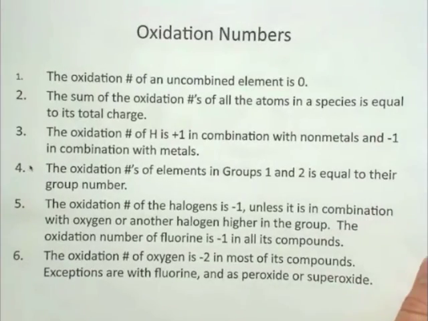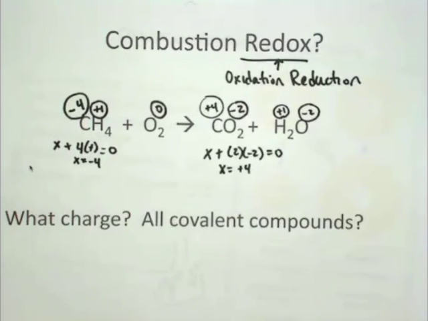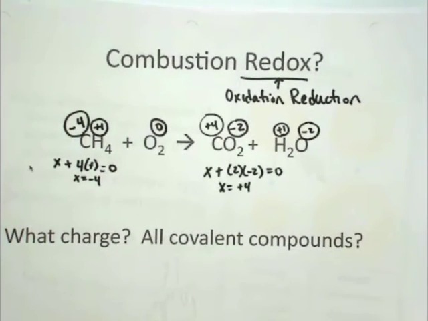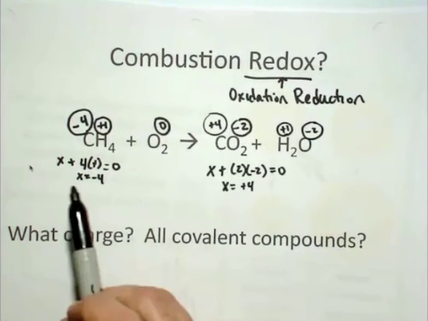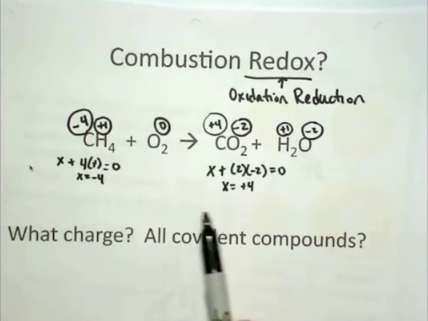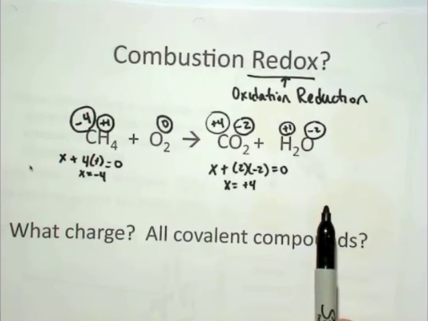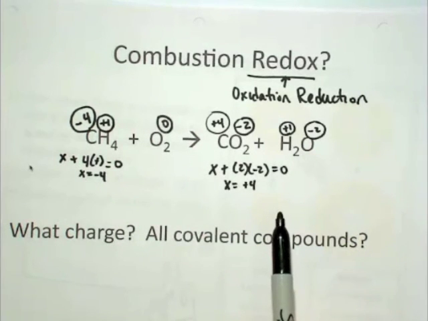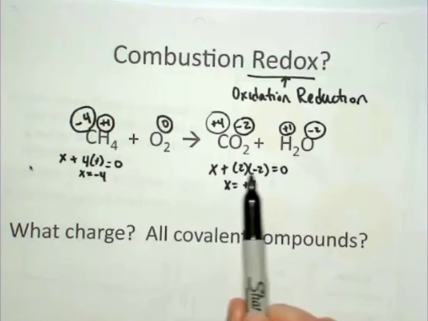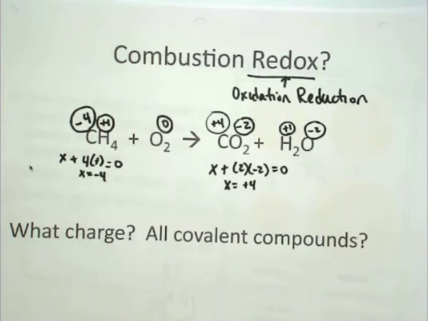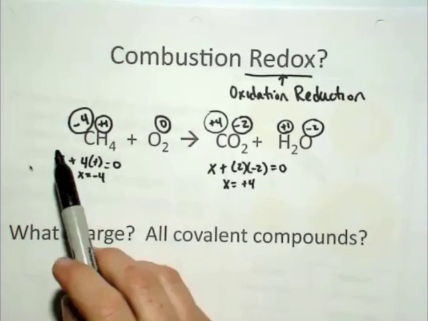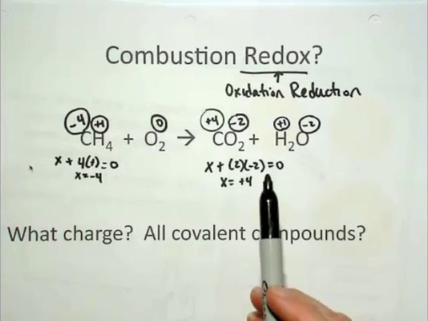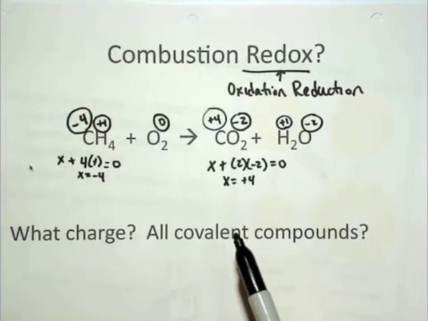You're going to have to just practice, looking at the rules back and forth. So what I'd like for you to do before we talk about whether this is a redox reaction is to look for whether there is a change in the oxidation numbers across the chemical change. And if there's a change in the oxidation numbers, that means electrons have been transferred from one species to another.